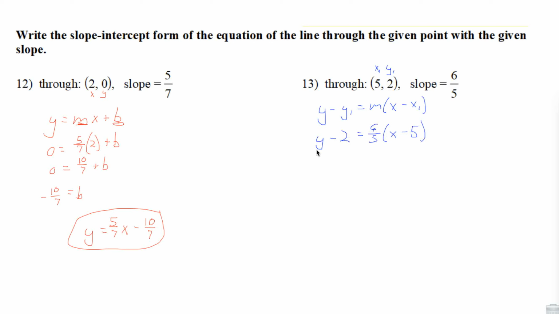And then we don't want to leave it like this because the directions do say write the slope-intercept form, so we're going to change it to slope-intercept form. We do that by distributing. The 5s would cancel here, so -6, and then we would add 2 to both sides. And you get y equals 6/5 x minus 4. So there's the equation of that line.